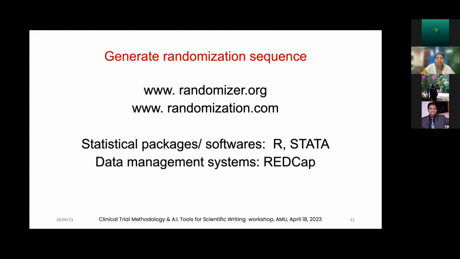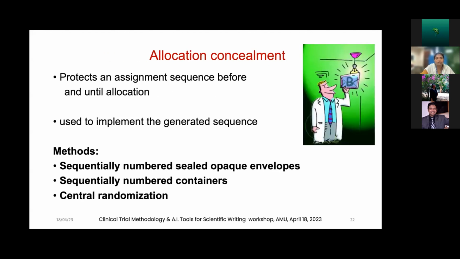So now we have finished only one step of randomization, that is how to generate a randomized sequence. I have already told you randomization is not complete until and unless you do allocation concealment. So what is it, and how do we do this allocation concealment? Just because you generated a random sequence doesn't solve the purpose.